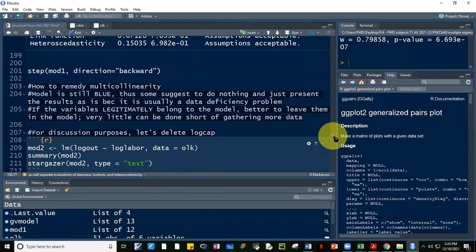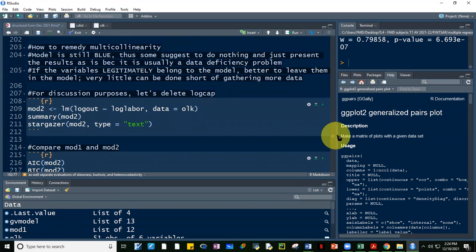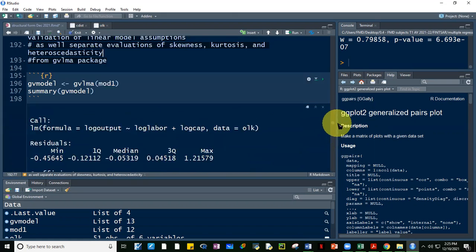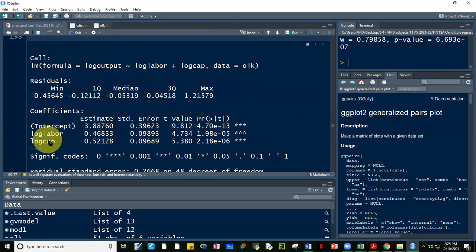But we won't worry about the normality of the residuals; we're not too particular about it right now. So what will we remove, guys? There are only two variables, log labor and log cap. Since they are highly correlated, we have to remove one of them. Log cap can explain more, at 0.52, while log labor is only 0.46. So let's try to remove log labor.